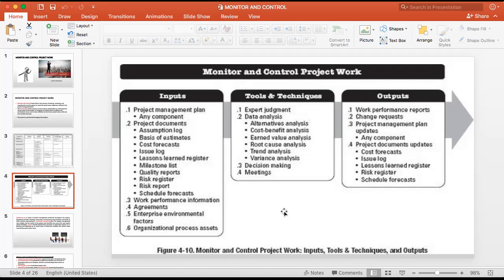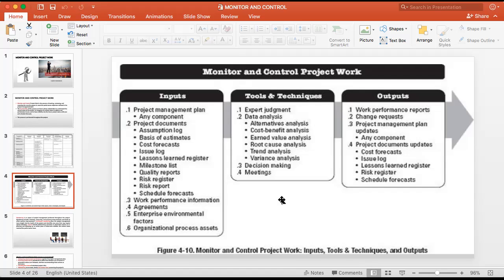Then what are you going to do? When these changes come, you will have to change your project management plan. So you will have to update your project management plan as well as your 10 subsidiary plans. If it is related to scope, you'll have to change the scope management plan as well as the project management plan. If it is related to schedule, you have to change the schedule management plan as well as the project management plan. So it's like that. So what are the other things you have to update?